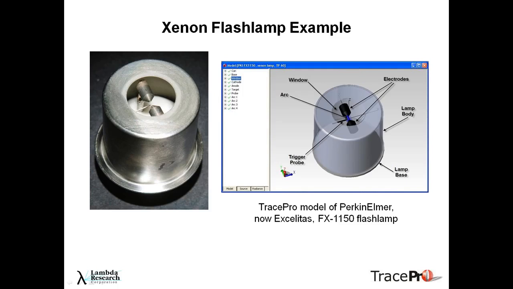Some of the features: we have a window, we have a body made out of Kovar or stainless steel, we have tungsten electrodes, we have an arc formed between these two electrodes, as well as what's called a trigger probe that initiates the arc and guides the arc. One thing to note too is you may see in the bottom here is white. I'll show how that affects it in a few slides.